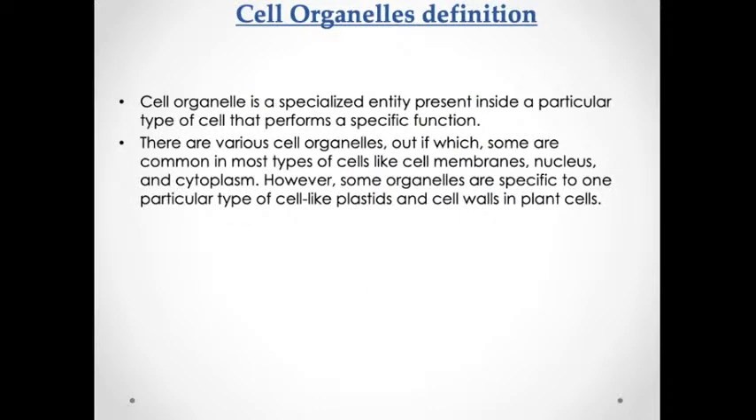A cell organelle is a specialized entity present inside a particular type of cell that performs special functions. There are various cell organelles, out of which some are common in most types of cells, like cell membrane, nucleus and cytoplasm. However, some organelles are specific to one particular type of cell, like plastids and cell walls in plant cells. As per the requirement, each cell has its own cell organelles. In some they are included, in some they are not. For example, in plant cells we have plastids and cell walls.